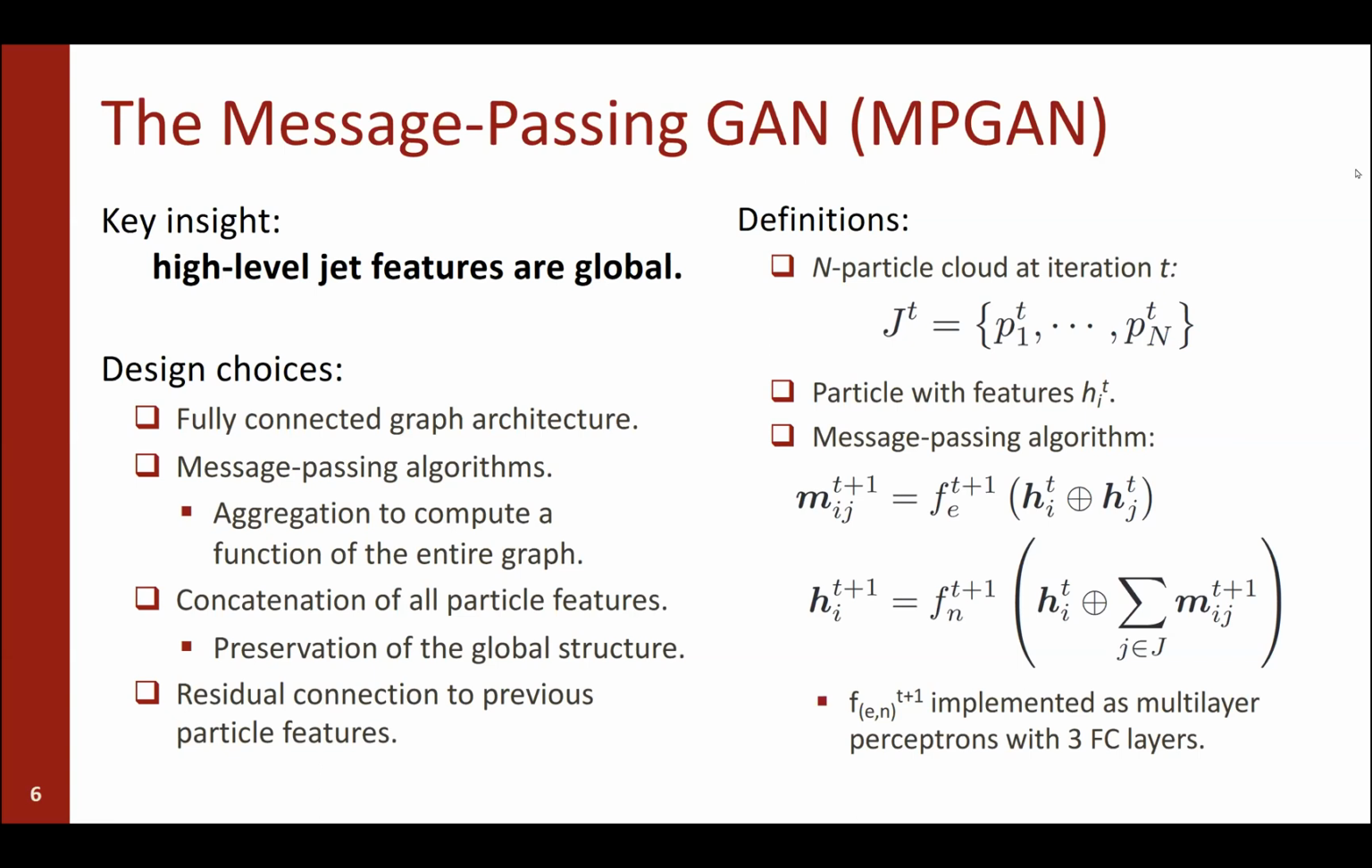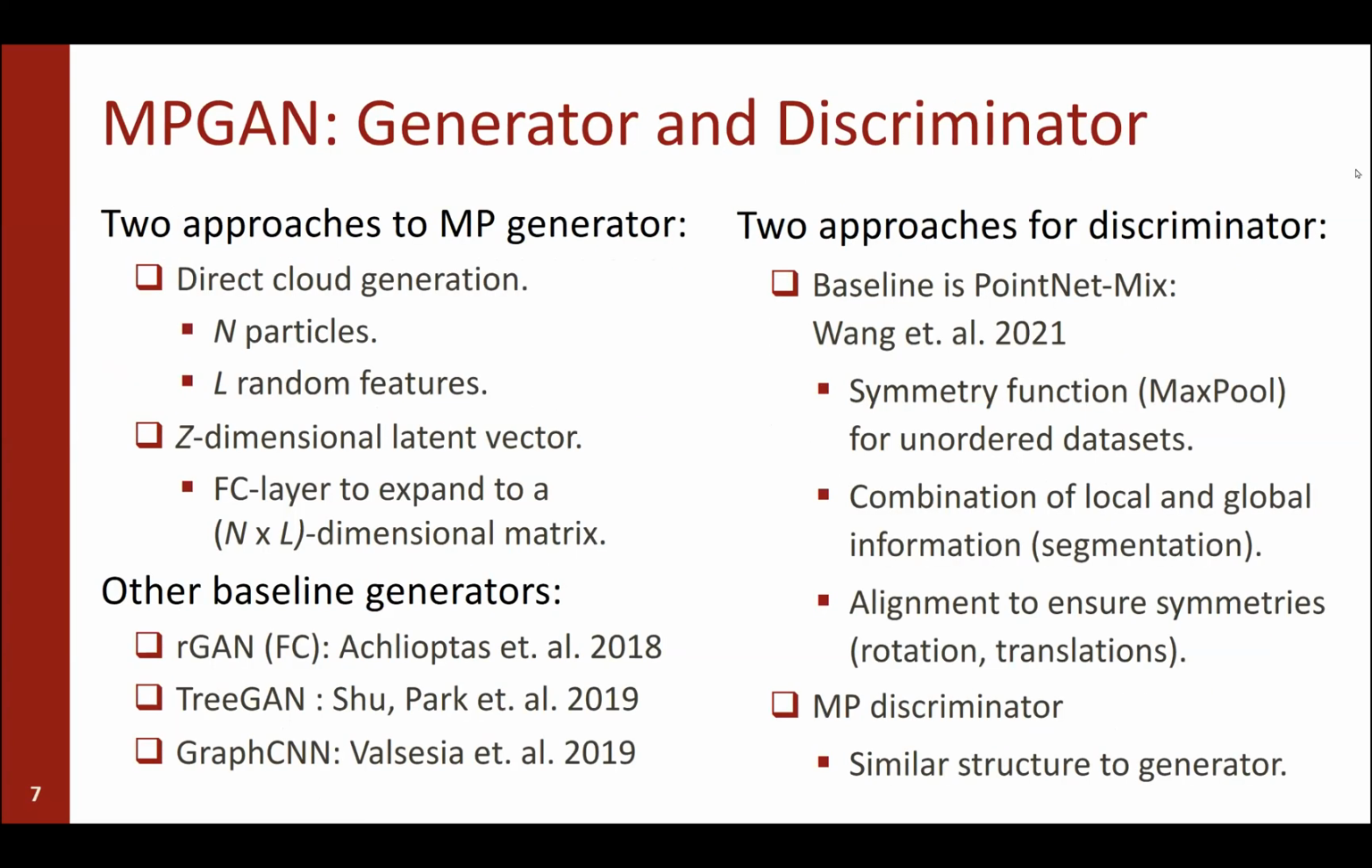English into mathematical definitions, you have an N particle cloud at a given iteration. Each particle has a set of features, and then you define the message passing algorithm there, where these functions are implemented as simple multi-layer perceptrons with 3 fully connected layers. If you go to the next slide, please. This basic idea you have to apply then to both generator and discriminator.